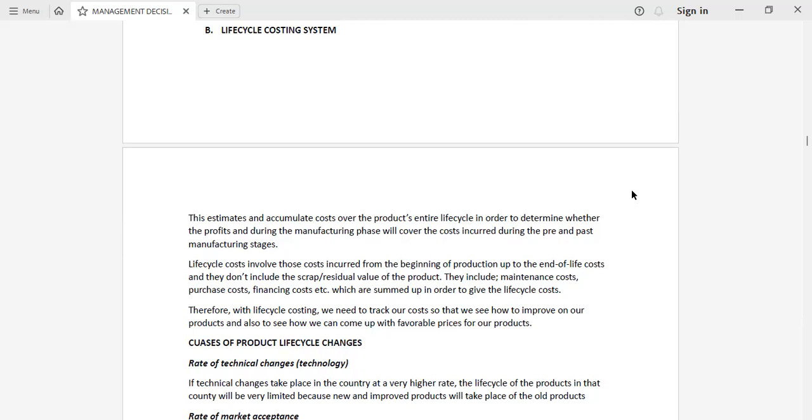So that's what basically we can talk about if we are talking about life cycle costing. Maybe we can try to look at the causes of product life cycle changes. Someone may be wondering, what causes a change in the life cycle of a product? So these are the things that we are going to be talking about.